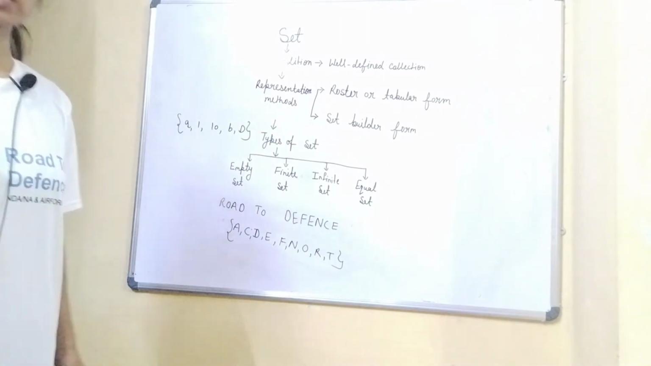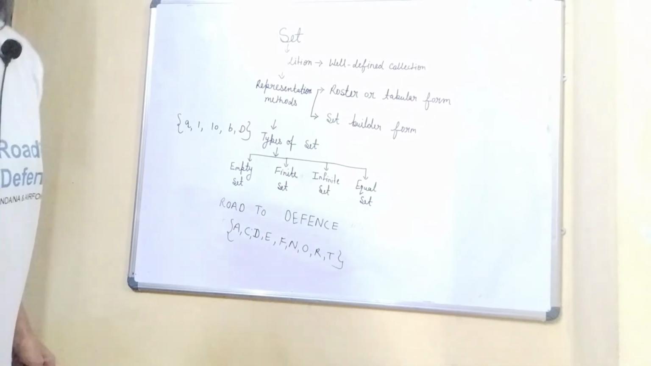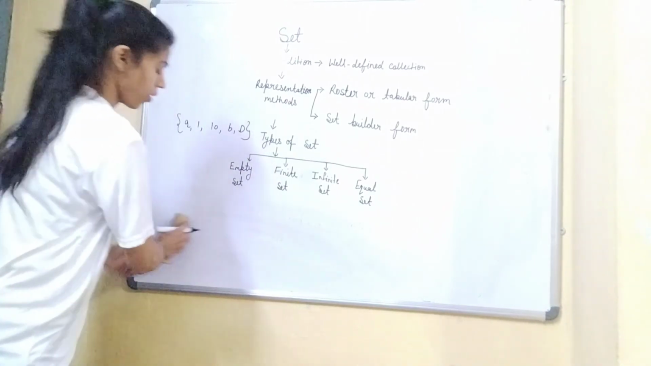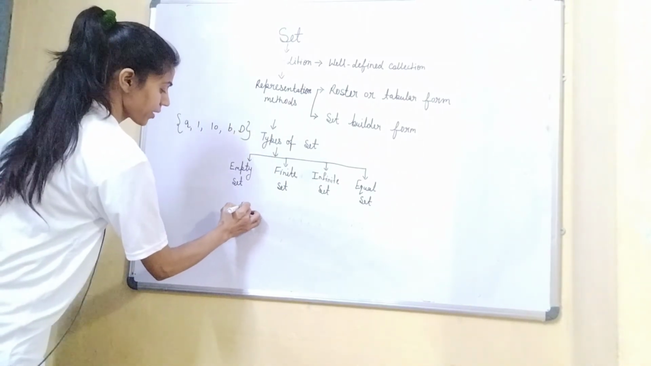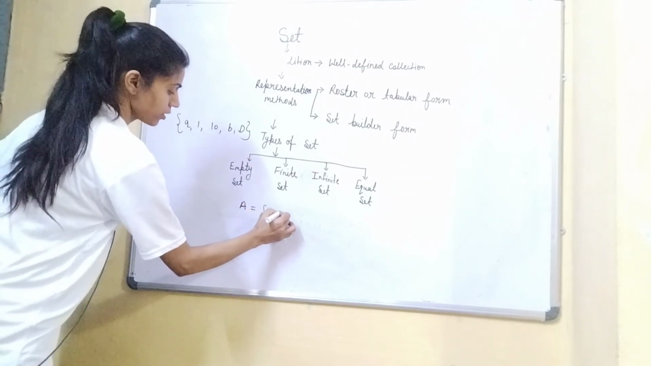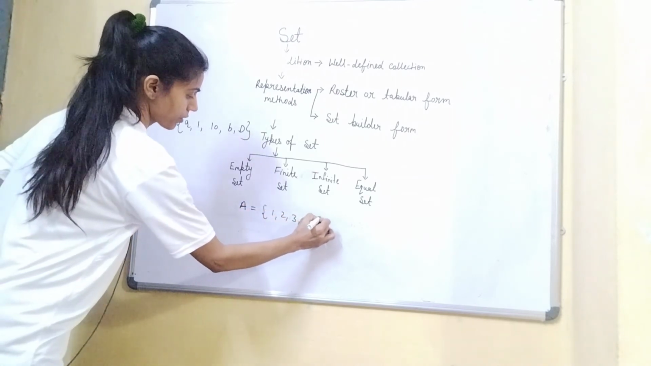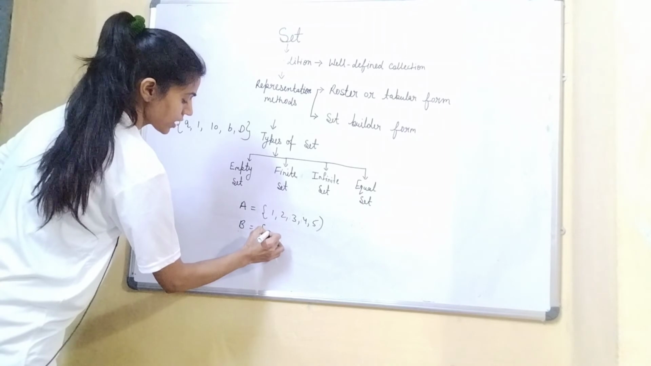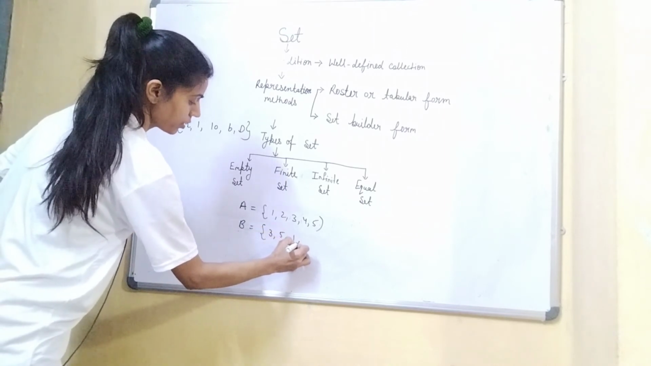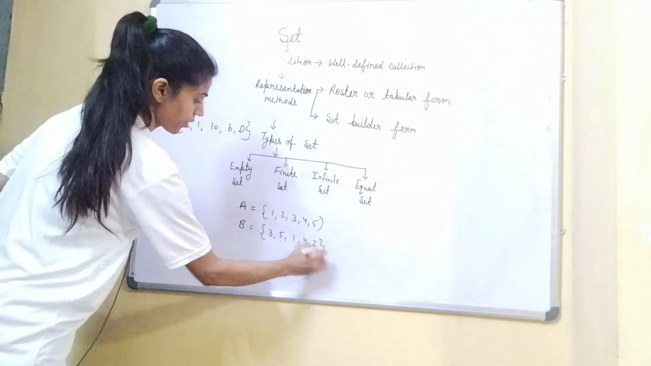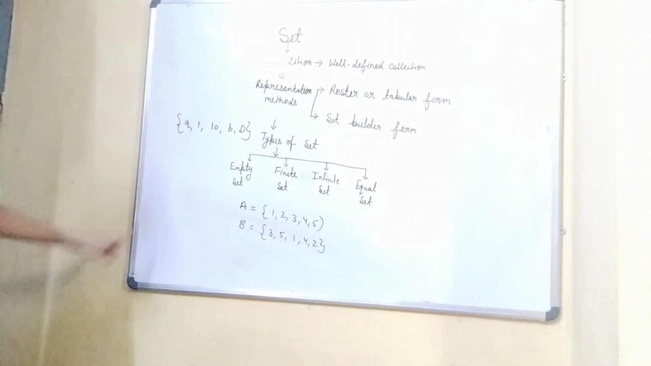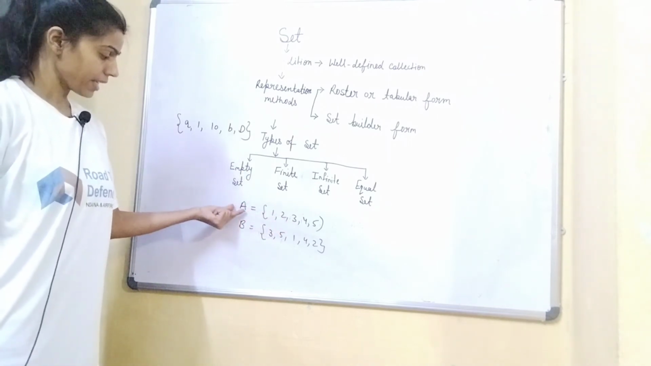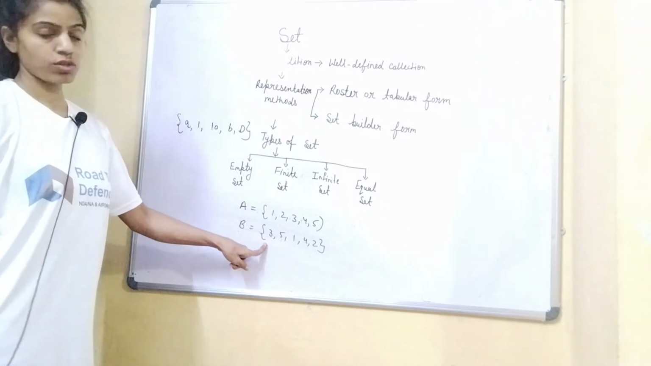Now students, equal set. What is an equal set? Students, equal set means, suppose I am taking one example: there is a set A and the elements of set A are 1, 2, 3, 4 and 5, right. In the same way, I am taking one set B and the elements of this set are 3, 5, 1, 4 and 2, right. Now students, these sets A and B are equal because all the elements which are in set A are also the elements of set B.